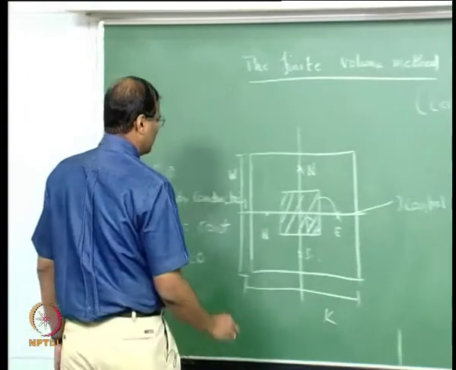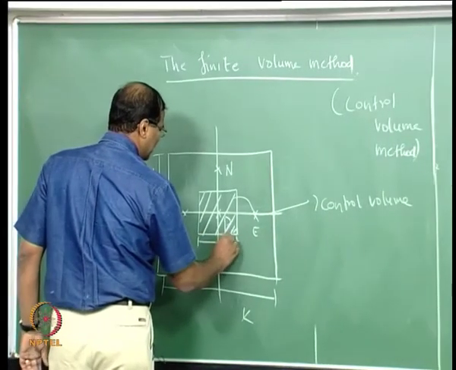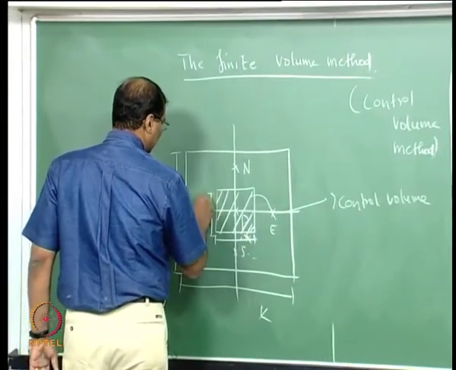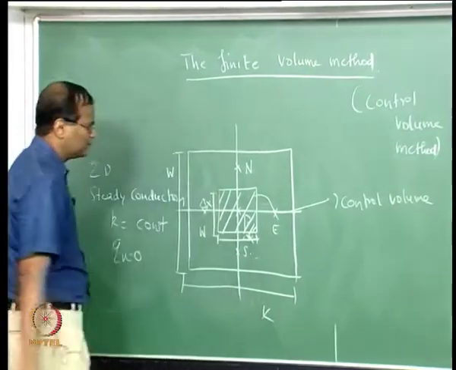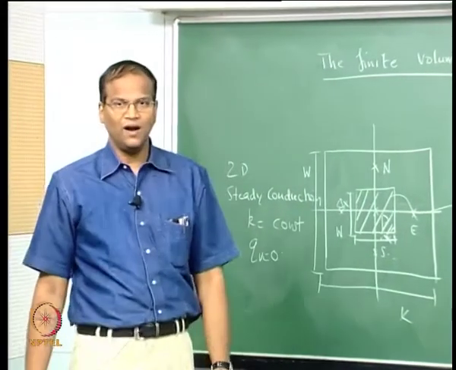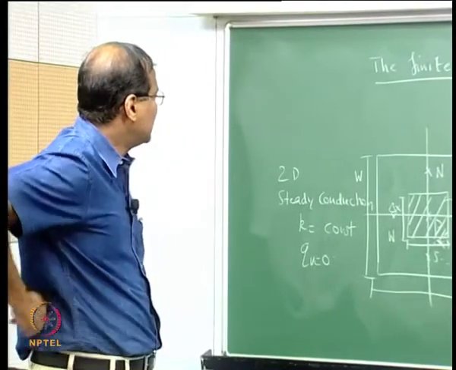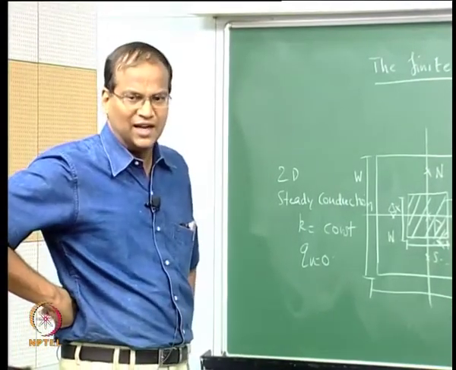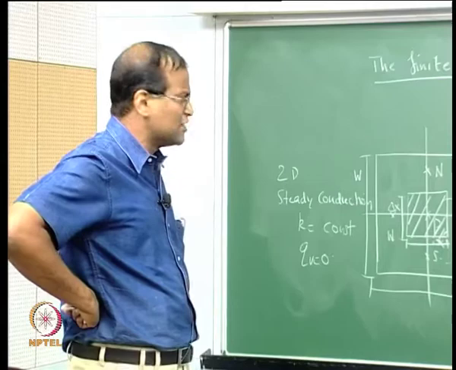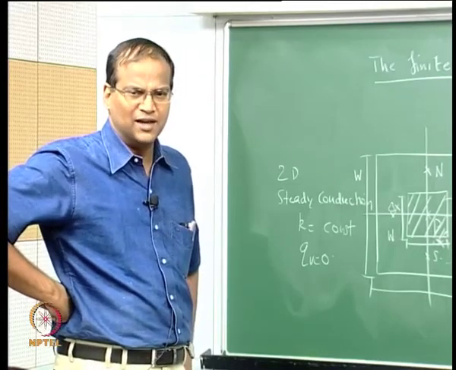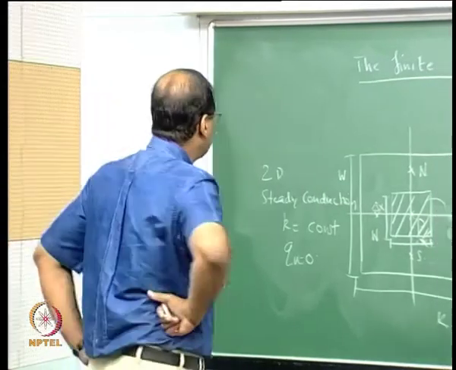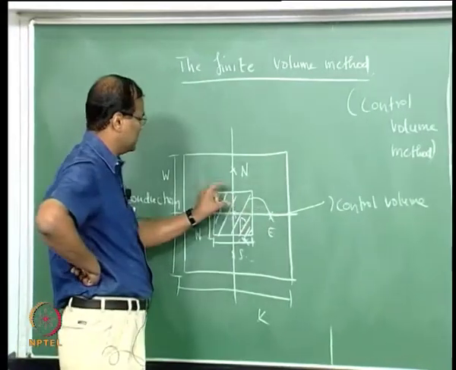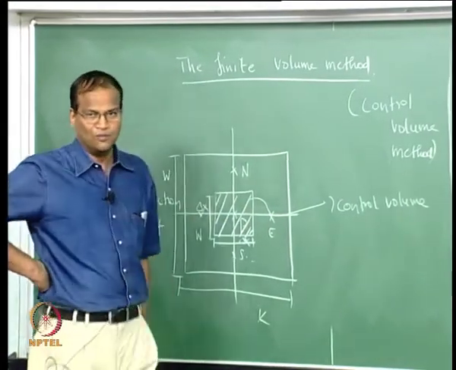To make the problem tractable, I will say this is delta x, this is also delta x. That is, the distance between east and P is delta x, the distance between P and west is also delta x, and north and P is delta x and south and P is delta x. I have exactly taken half of this distance, half and half, to make a control volume.